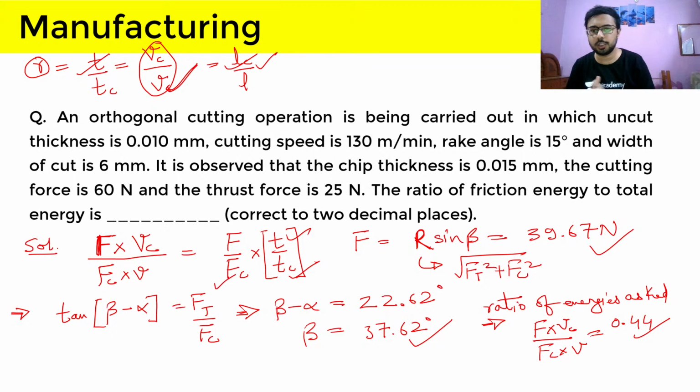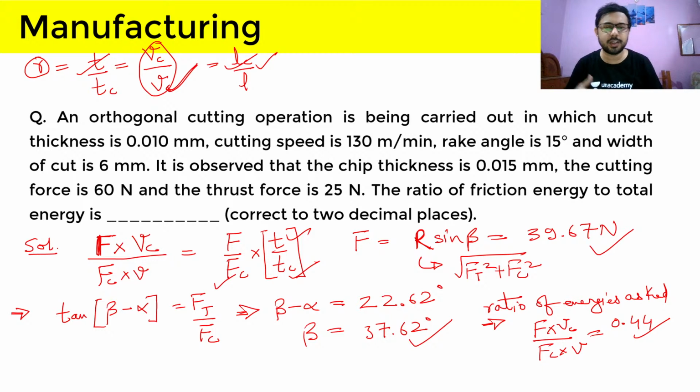power, because the energy and power ratio both will come out the same, and we have taken Vc by V from our equation of the ratio equal to T by Tc, because the chip thickness ratio is given by these three formulas written at the top, and we can use either of them or use them interchangeably. And we have calculated first of all the frictional angle by this formula that I have already told you a lot of times that you have to read, that is tan beta minus alpha is equal to Ft by Fc.